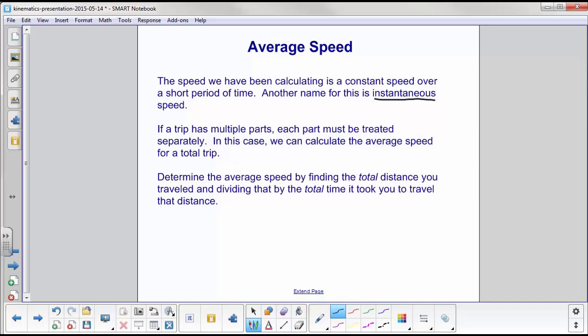In this case, where we have separate parts, where possibly we have different speeds at each part, we can now calculate the average speed of the entire trip. We're going to find that by getting the total distance you travel and divide that by the total time it took you to travel that distance.